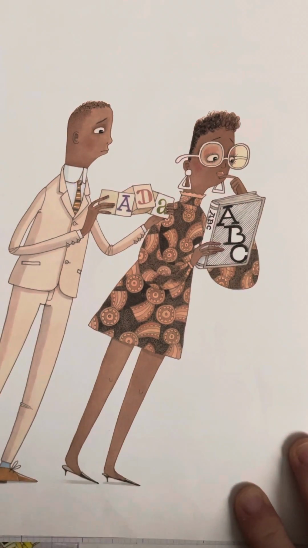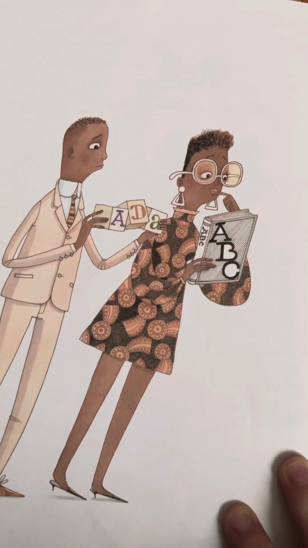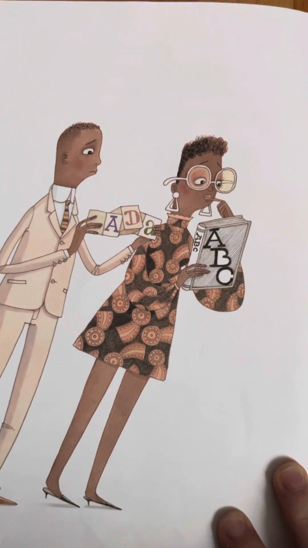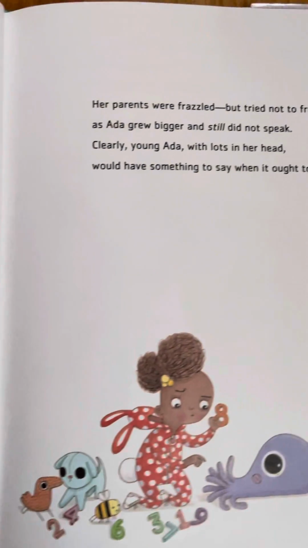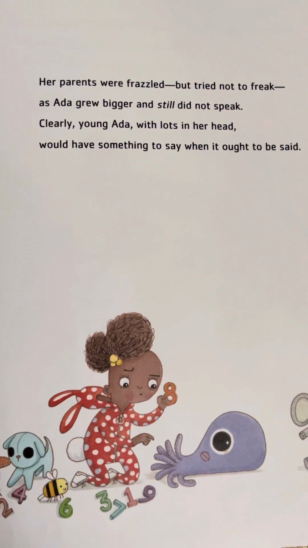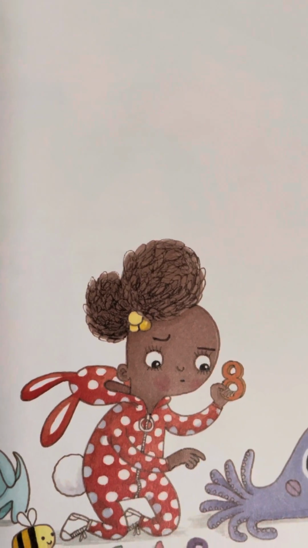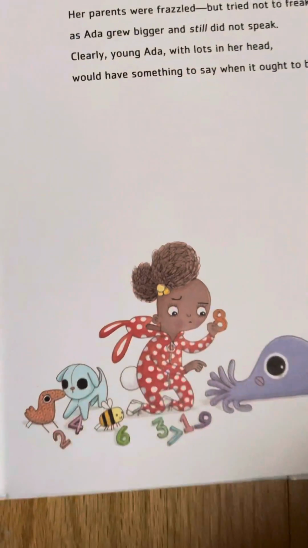Maybe her family? Her parents were frazzled but tried not to freak as Ada grew bigger and still did not speak. Clearly, young Ada, with lots in her head, would have something to say when it ought to be said. Till she's older than 3, her parents are worried she still isn't talking. But boy, does she have a lot going on.